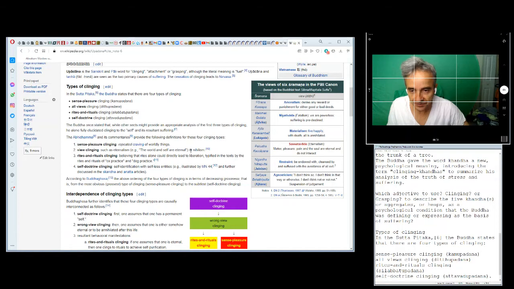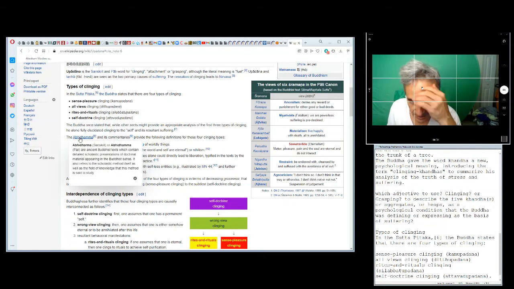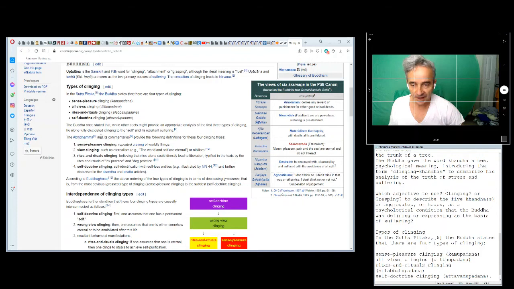Okay, so maybe it's saying that in the suttas the Buddha didn't define them, but in the Abhidhamma and commentaries they attempted to define them. So there's the same four: sense pleasure, view, rites and rituals, self-doctrine, clinging. All these four clingings. So what are they?